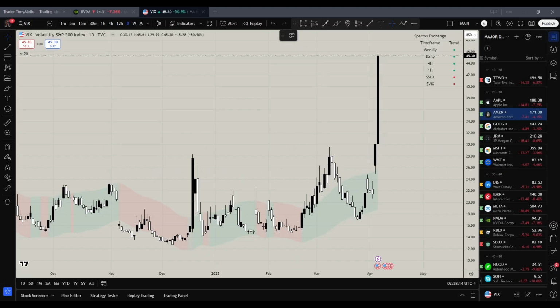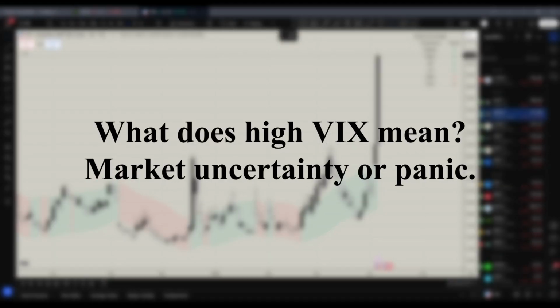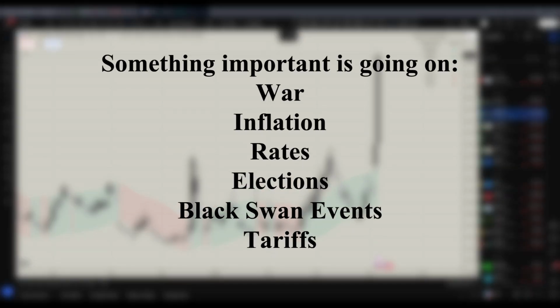Think of a sports game. If nobody cares who wins, it's quiet. But if fans are screaming, betting, pacing, it means tension is high. That's the VIX, the crowd energy, not the score. So what does a high VIX mean? Market uncertainty or panic. There will be something going on in the world that is causing this. So war, inflation, rate hikes, elections, any type of black swan event. These will all spike the VIX.